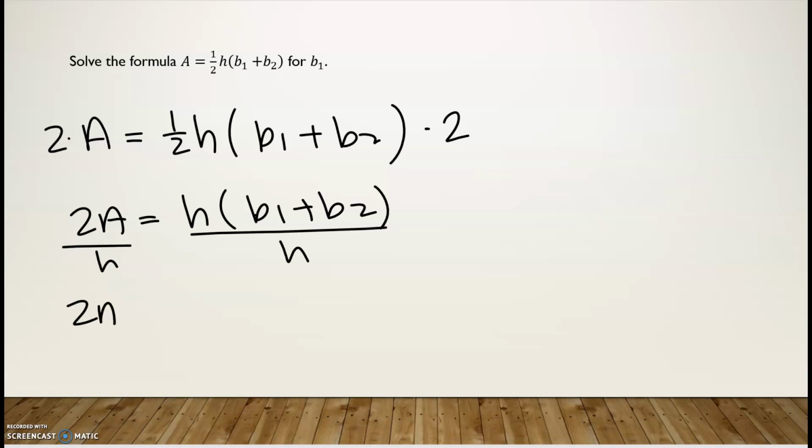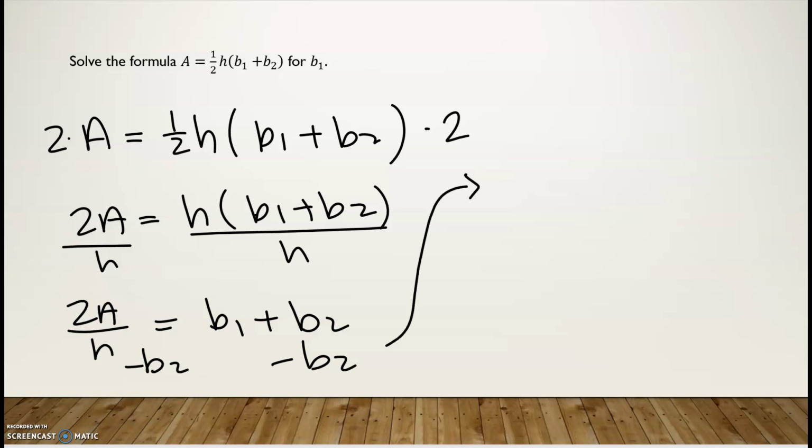So 2A over H is equal to B sub 1 plus B sub 2. And then subtract B sub 2 from both sides. So we would have B sub 1 is equal to 2A over H minus B sub 2.